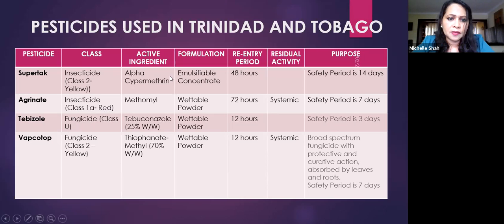So you have various ingredients these contain, and it is noted that the Agrinate and Vapcotop are both systemic types. These are used as fungicides. The last two are fungicides, Tabizol and Vapcotop. The first two, Supertac and Agrinate, are the insecticides.